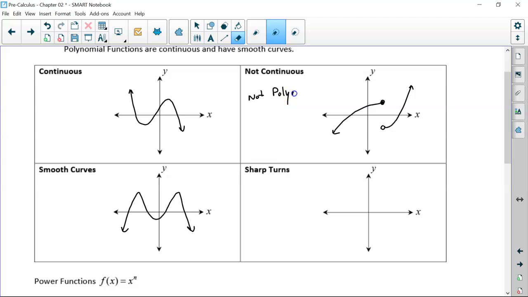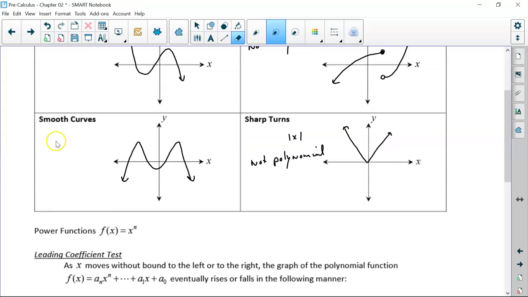And it also can't have any sharp curves or sharp turns. So if you have an absolute value graph, the absolute value of x, that's not a polynomial. It has that sharp turn. It has to have a smooth curve. So it has to be continuous and have smooth curves.